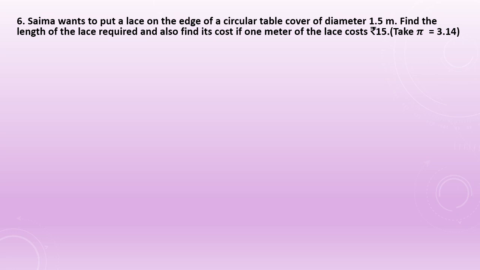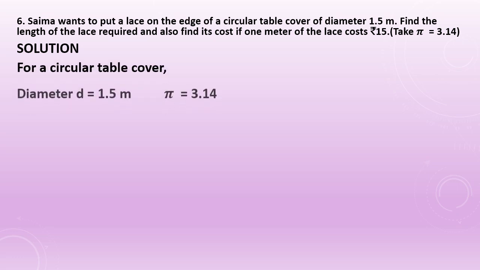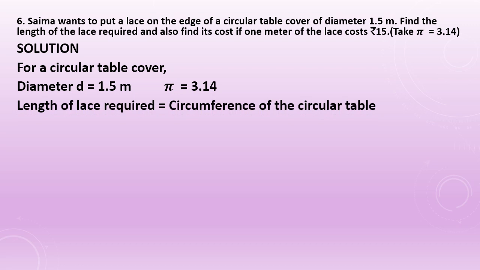So children, as usual, what is the given information in the question? We can find it first and note it down here. So here it is discussing a circular table cover. For a circular table cover, diameter d equals 1.5 meter and pi equals 3.14. They ask us to find the length of the lace required. So the length of lace required equals the circumference of the circular table.